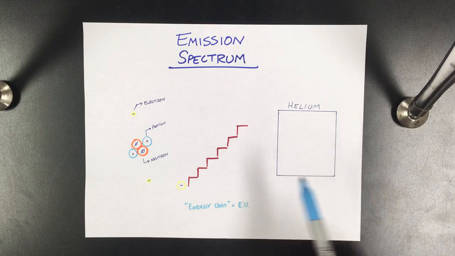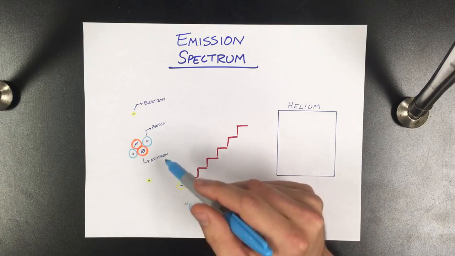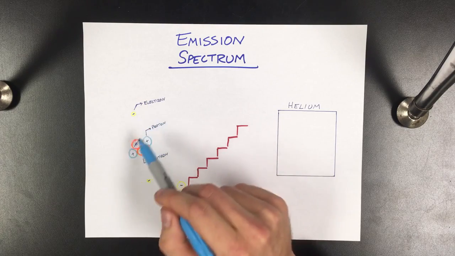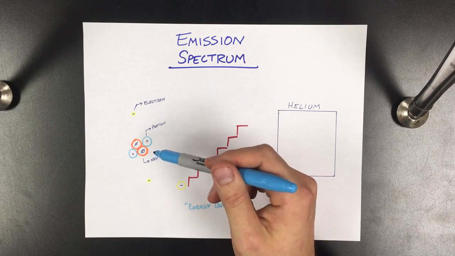In order to understand that, we need to look a little bit more closely at the atom itself. Atoms are made up of protons, neutrons, and electrons. We're going to focus mostly on the electrons that are whizzing around the nucleus. They are attracted by the proton's positive charge.